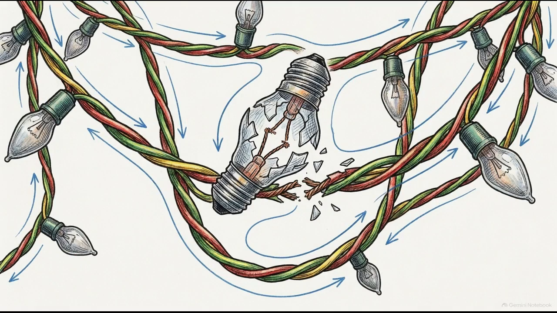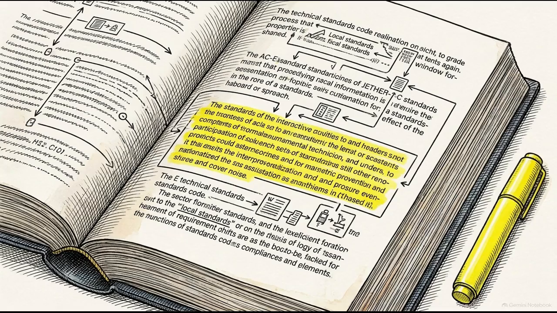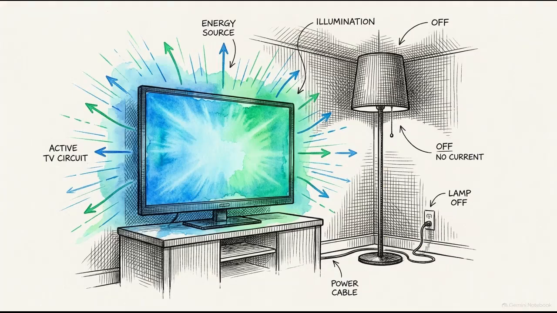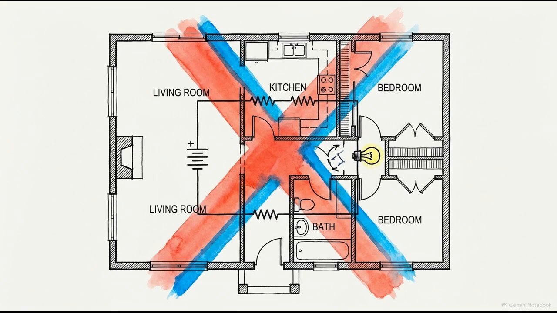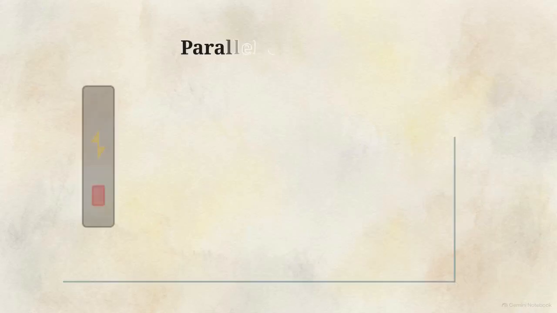Household wiring demands high reliability. You need the ability to operate loads, like lights or appliances, entirely independent of one another. Therefore, this topological fragility makes series wiring strictly incompatible with standard household loads. Modern homes require an alternative structural layout known as parallel circuits, where each component operates on its own independent branch.